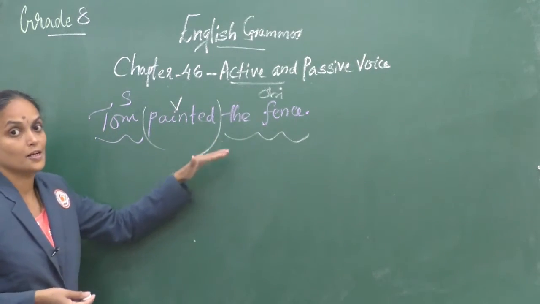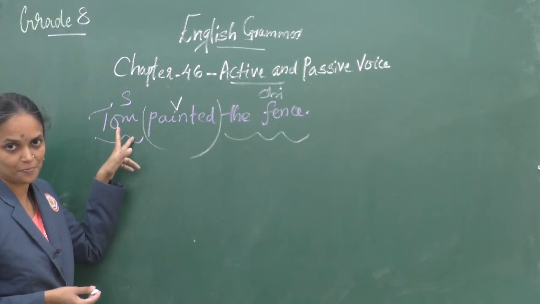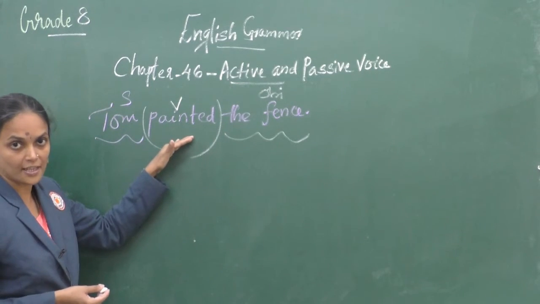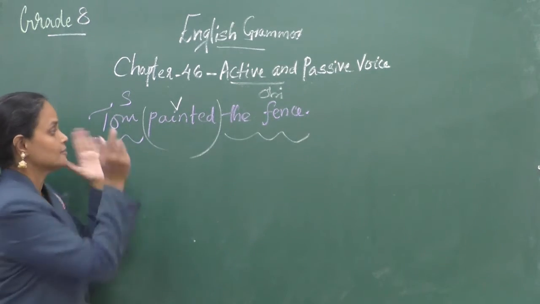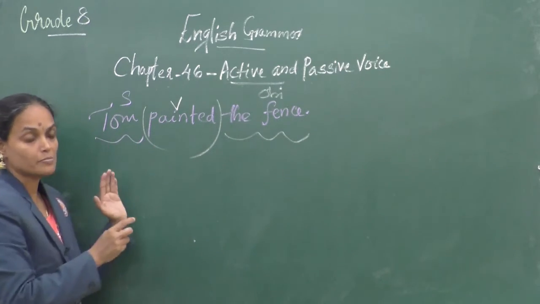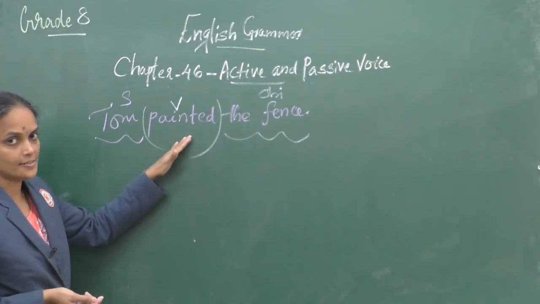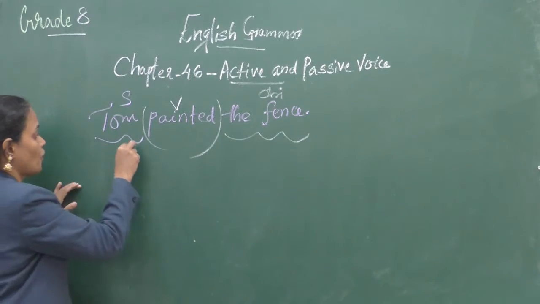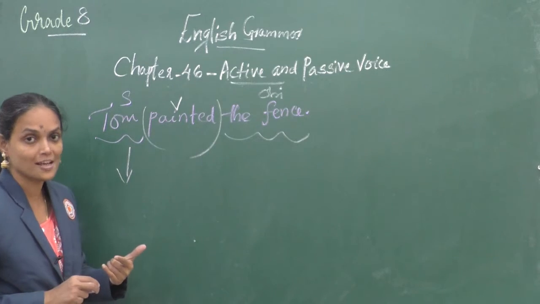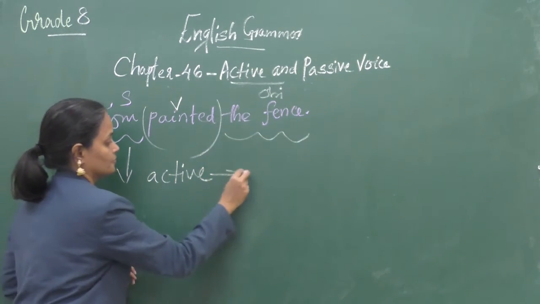This sentence talks about Tom, the subject. The verb indicates who does something here. Here the verb painted indicates the subject Tom did an action. Correct? In this sentence, the subject is more prominent. What is more prominent, more important, or more active? The subject is active.